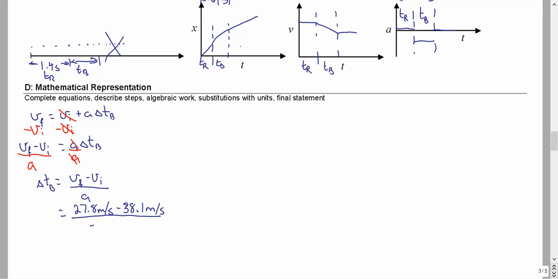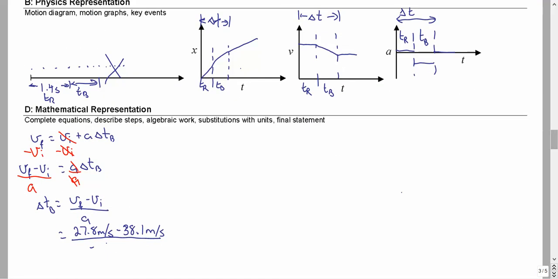Sorry for the little interruption there. We're dividing by negative 5.2 meters per second squared. And when I do that calculation, I'll end up with 1.98 seconds. So that's my braking time.